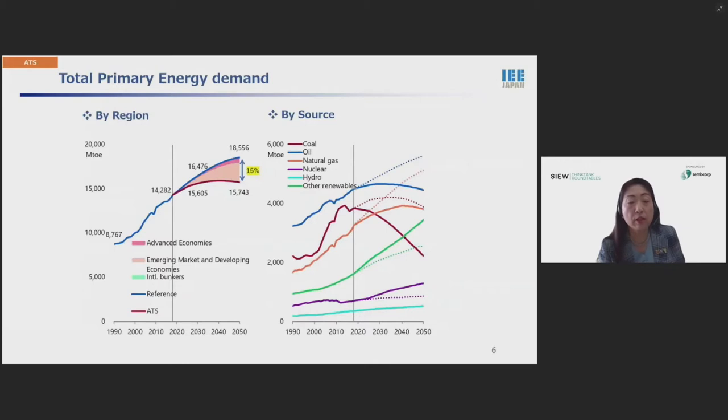Now, the advanced technology scenario. Energy demand in advanced technology scenario is 15% lower, largely because of the emerging countries. As of 2050, the world will remain still dependent on fossil fuels for 67% of the total demand. That is why we are talking about circular carbon economy today. Next.